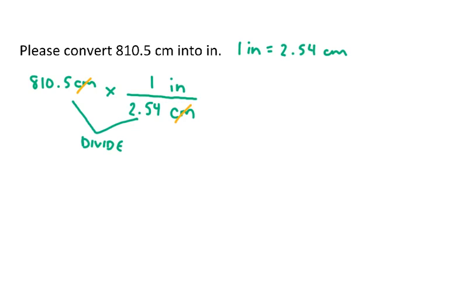Since 2.54 is in the denominator of our conversion factor, we have to divide 810.5 by 2.54. If something's in the denominator, we always divide. Dividing 810.5 by 2.54 gives 319 centimeters.